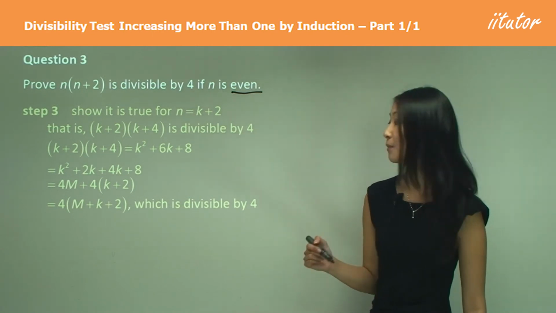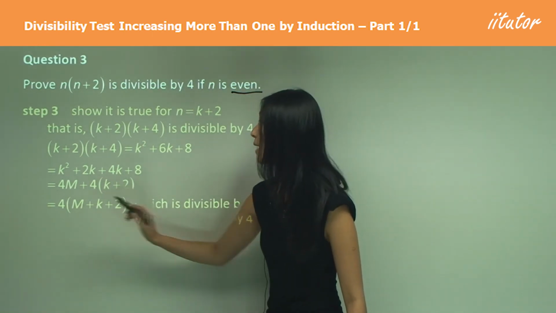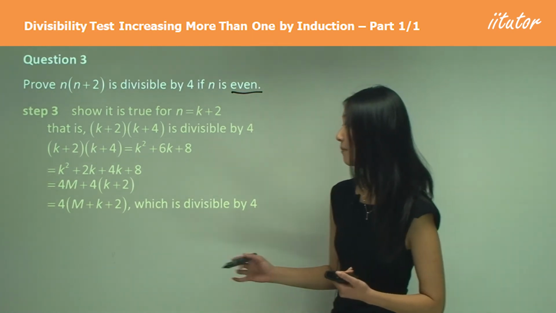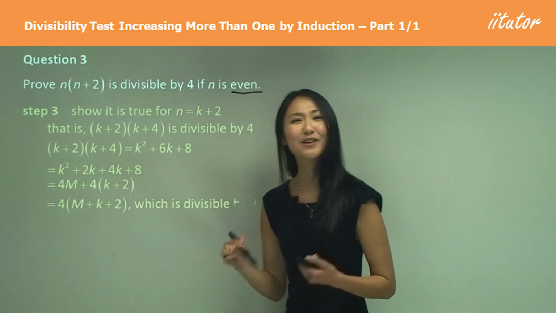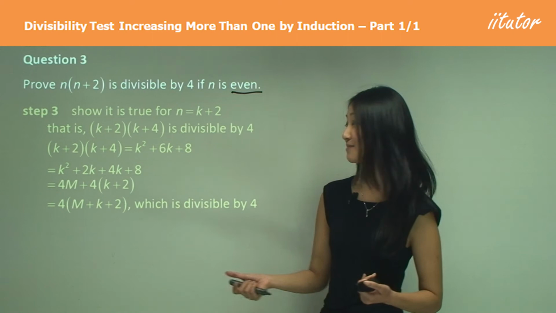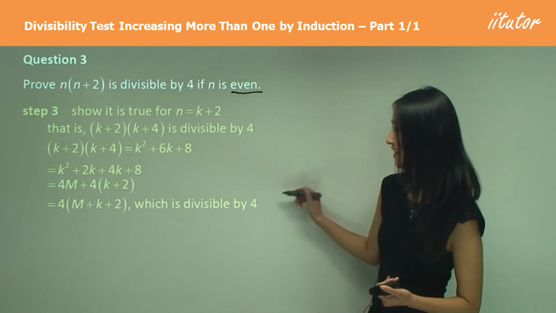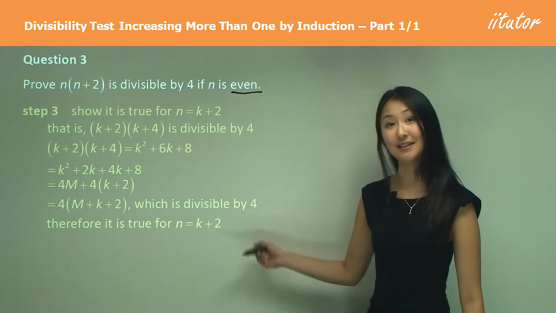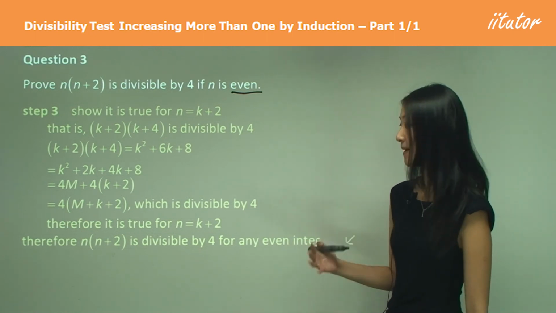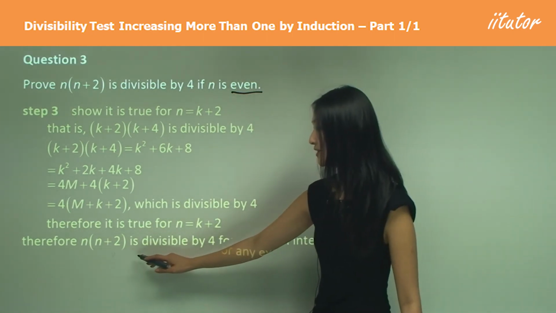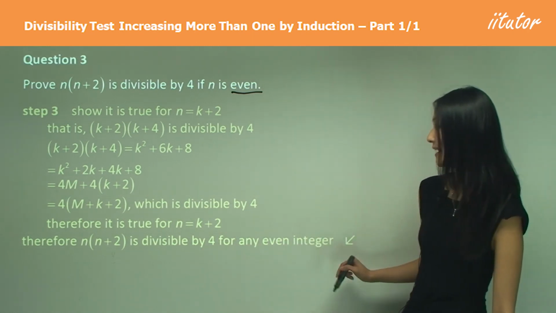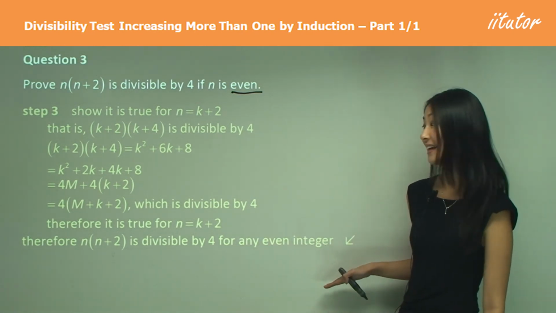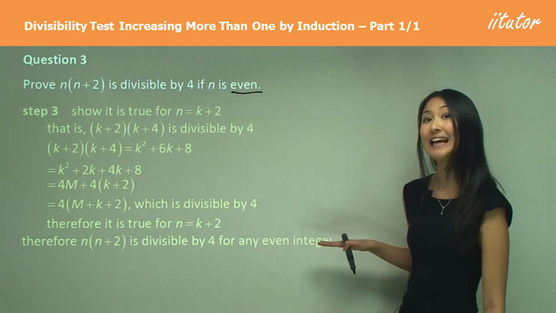Now I need to double check that this indeed is an integer. I know m is an integer, and we specified that k is an integer and also an even number. So this must be an integer. The quickest way to check is no fractions, no decimals, so we can say that's an integer. So if this is divisible by 4, therefore this is true for n equals k plus 2. Our conclusion specifies that therefore n times n plus 2 is divisible by 4 for any even integer. We have to specify it is only satisfying this for any even integer.